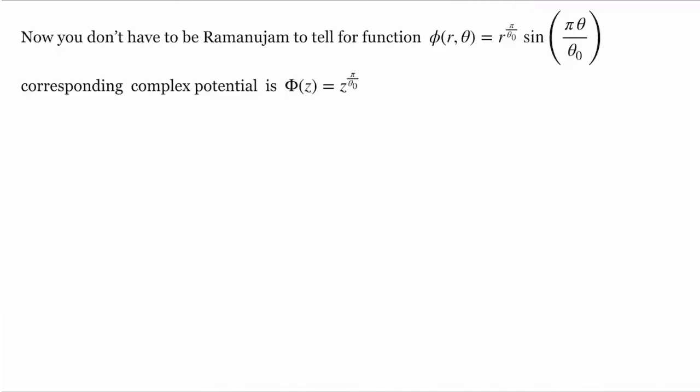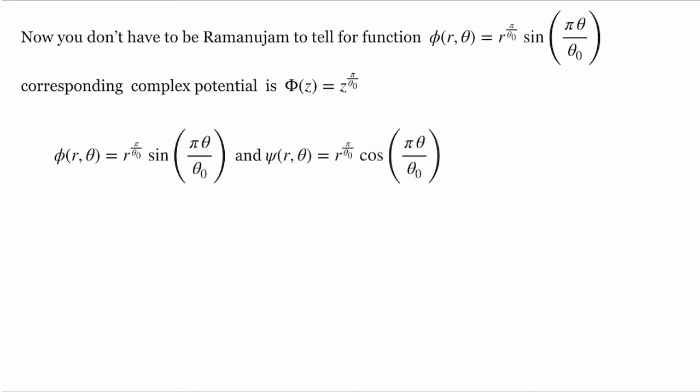Yes. To analyze this function using the complex variable, you find it is interestingly simple. So given phi of r, theta as r to the power pi by theta naught times sine of pi theta by theta naught, it is easy to make a guess and show that the complex potential is z to the power pi by theta naught. You don't have to be a genius mathematician to make this guess. Now you have been conventionally told that phi and psi have to be written in a specific order.